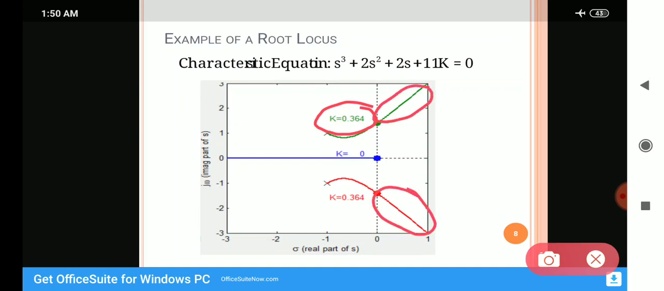That means this will help us to understand that when k is below the value of 0.364, the system is stable. So this will help us to design a system. To make the system stable, we should keep the system parameter k less than 0.364.